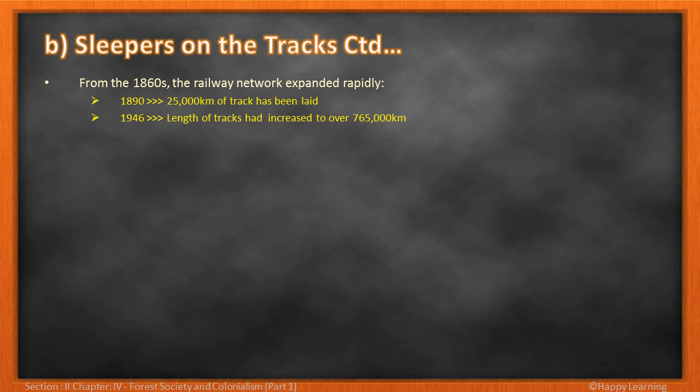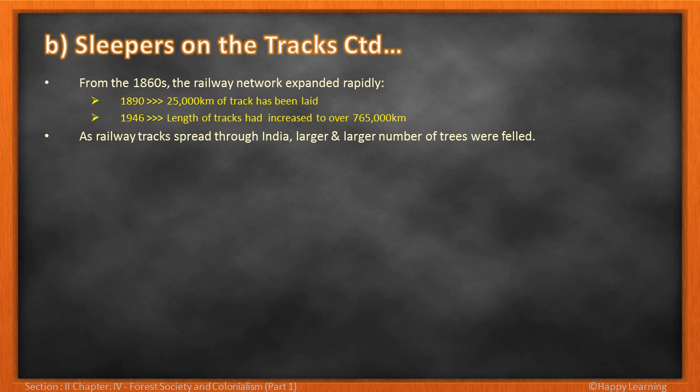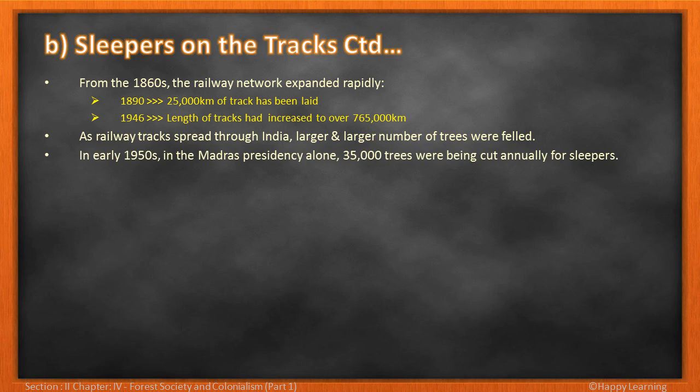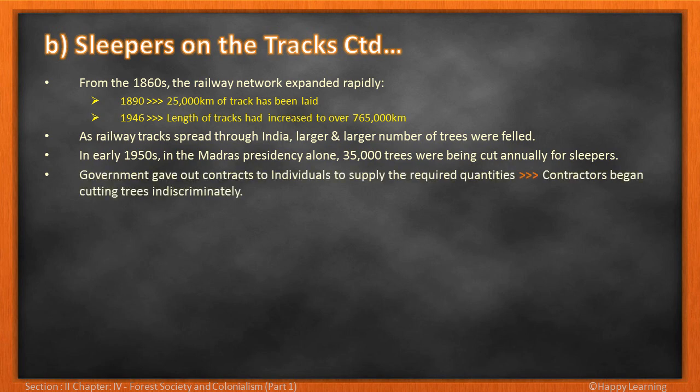From the 1860s, the railway network expanded rapidly. In 1890, 25,000 kilometers of track had been laid, and in 1946, it had increased to over 765,000 kilometers. As railway tracks spread through India, larger and larger numbers of trees were felled. In the early 1950s, in the Madras Presidency alone, 35,000 trees were being cut annually for sleepers. Government gave out contracts to individuals to supply the required quantities, and the contractors began cutting trees indiscriminately. Forests around the railway tracks fast started disappearing.